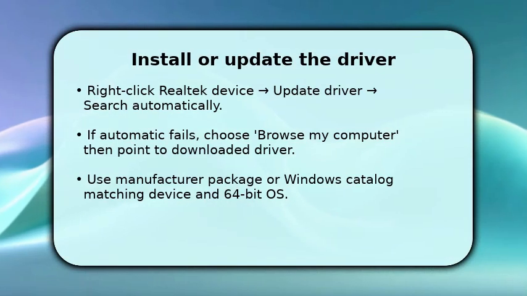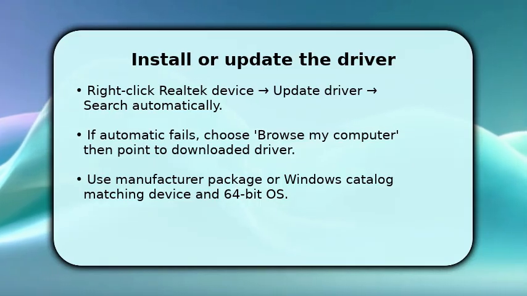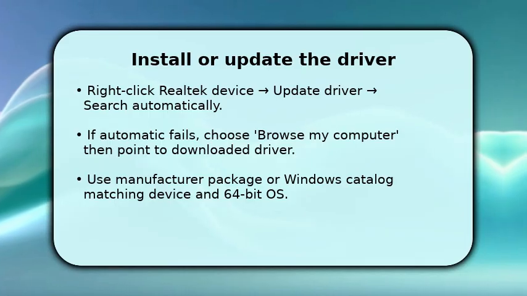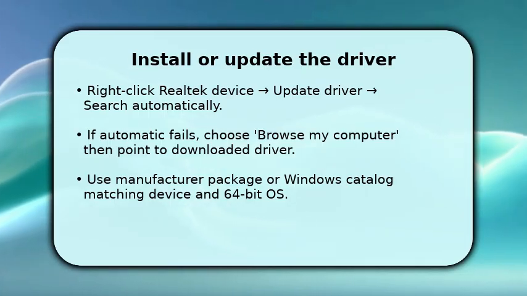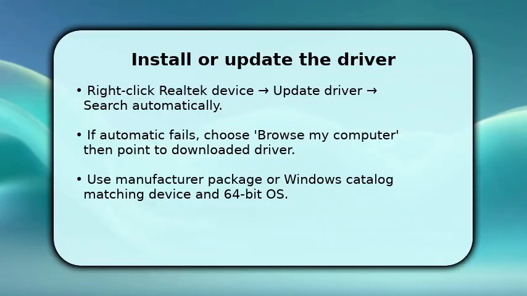You now update or install the driver. Right-click the Realtek device and choose Update Driver, then try Search automatically for updated drivers so Windows fetches a compatible package. If that fails, download the official Realtek driver or motherboard audio package and choose Browse My Computer for drivers, pointing to the extracted folder.